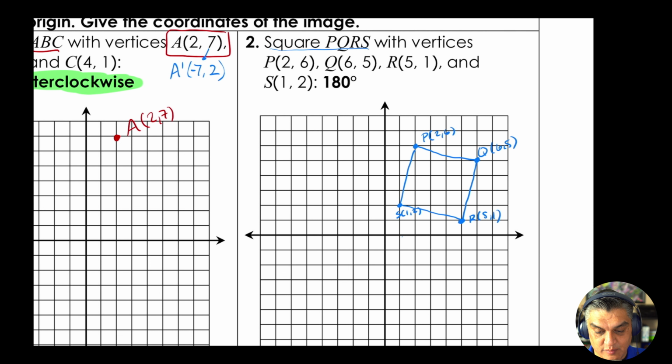Good point to bring up. The 90 and 270 do matter because if I go 90 this way, I'm over here. If I go 90 this way, I'm over here. So 180 is the only one where you end up in the same place.